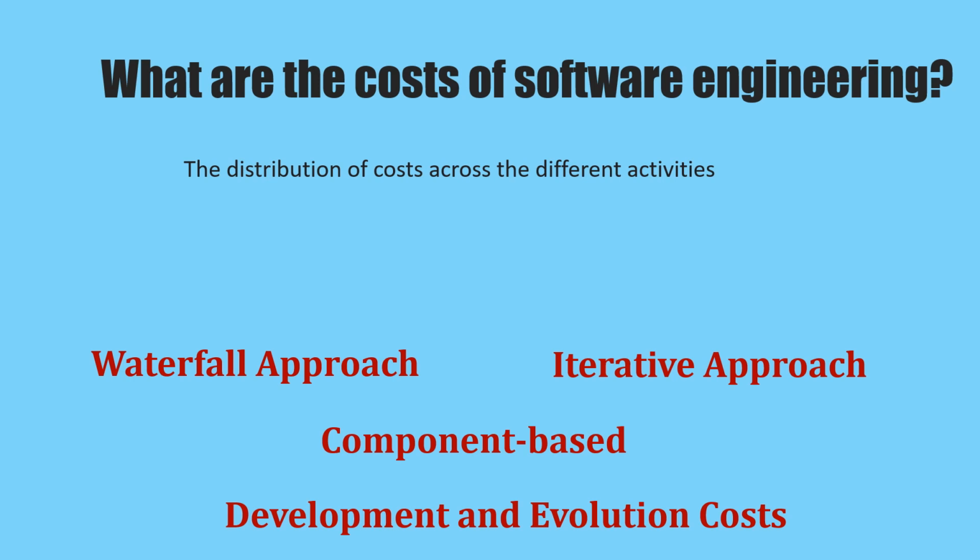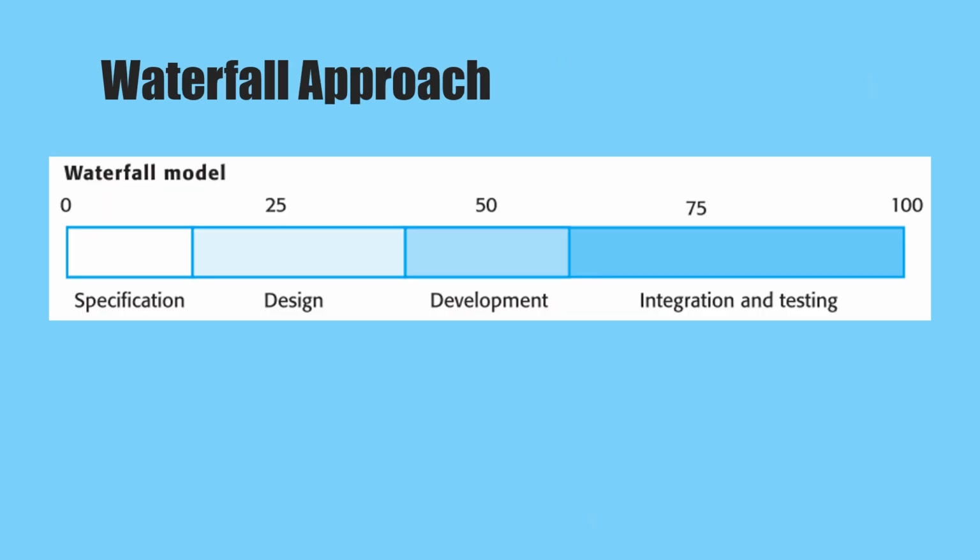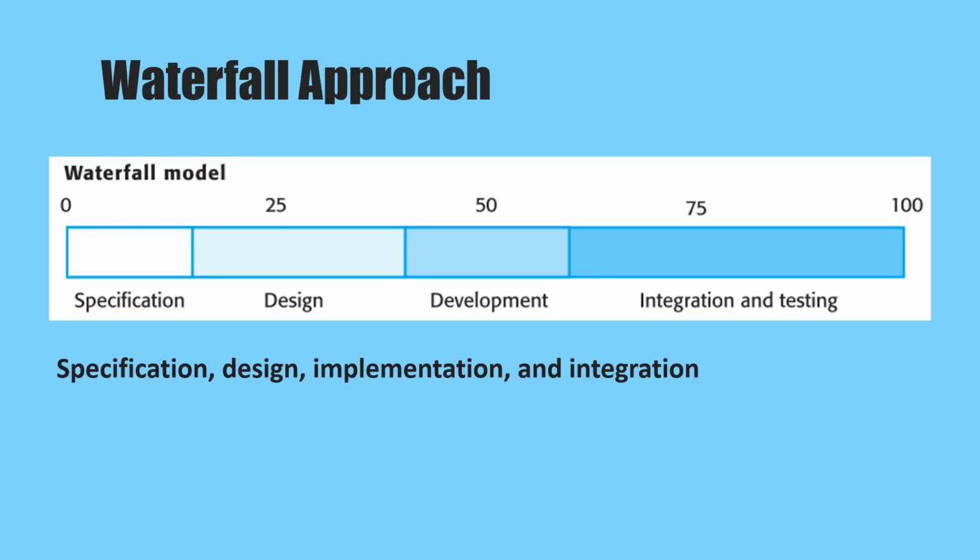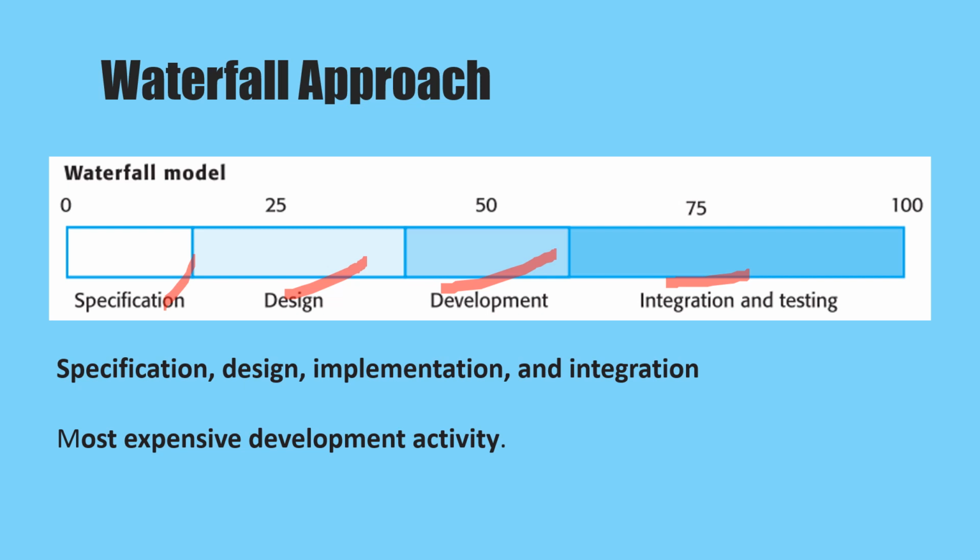So let's see. In the waterfall approach, the costs of specification, design, implementation, and integration and testing are measured separately. Notice that system integration and testing is more expensive. Normally this is about 40% of the total development cost, but for some critical systems it is likely to be at least 50% of the system development cost.